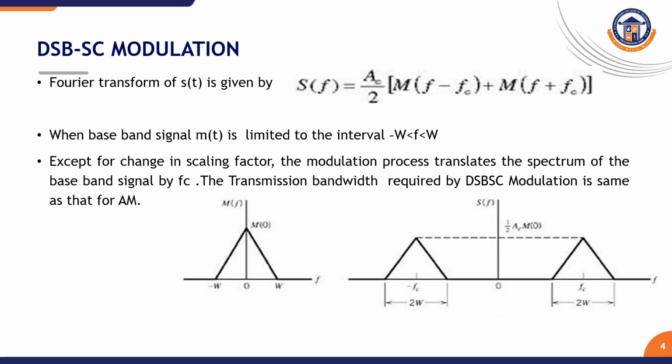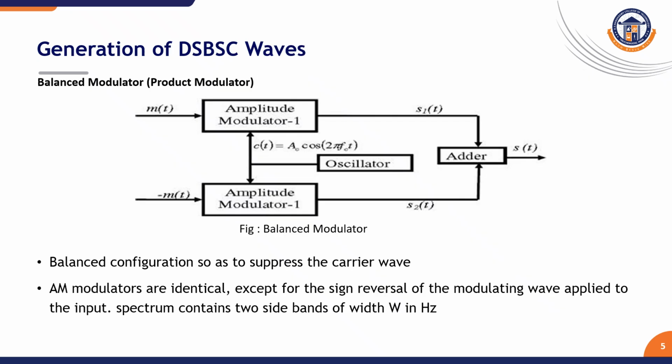The transmission bandwidth required by the DSBSC modulation is the same as that of the amplitude modulation. Let me show how to generate the DSBSC waves with the help of a balanced modulator, otherwise called a product modulator. Why is it called a product modulator?